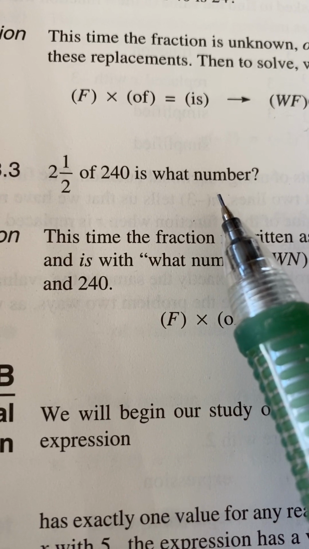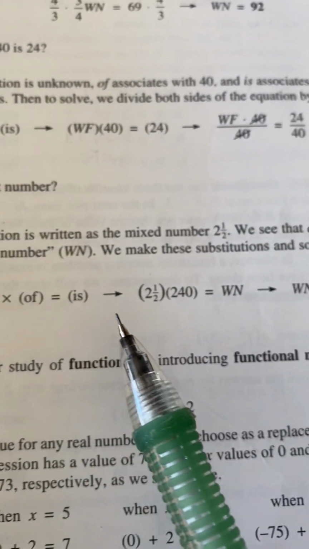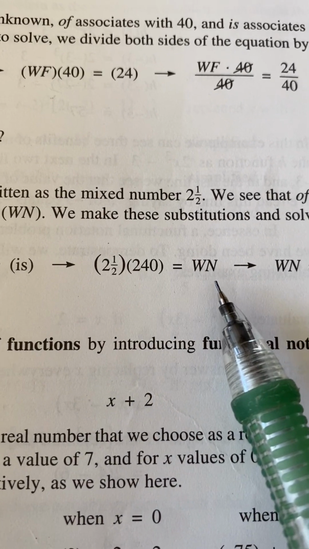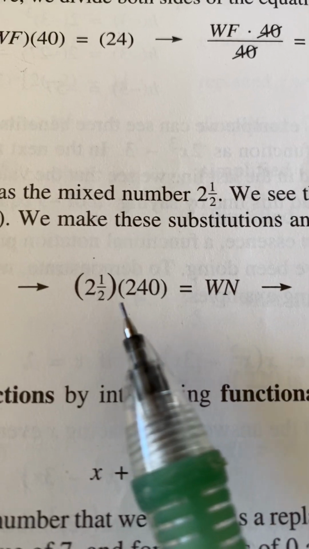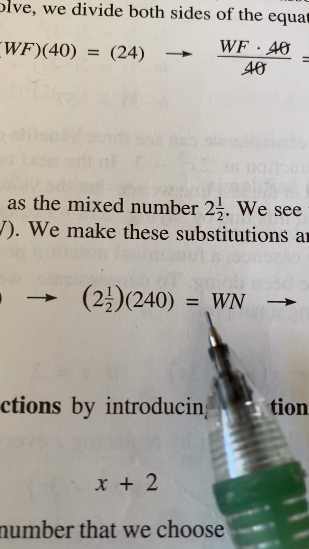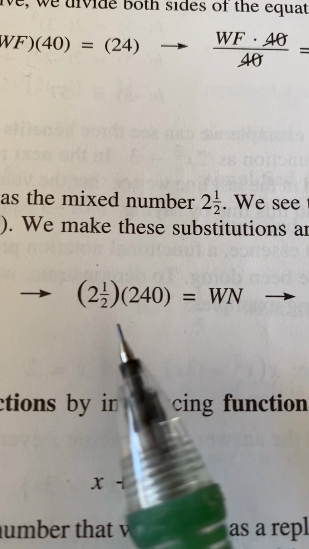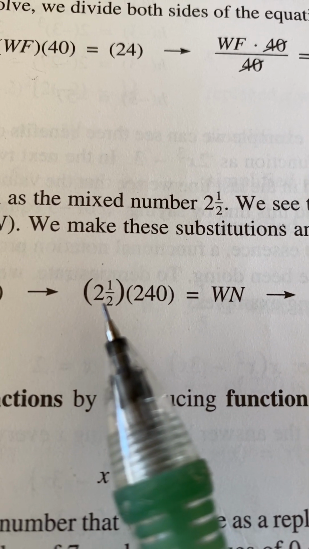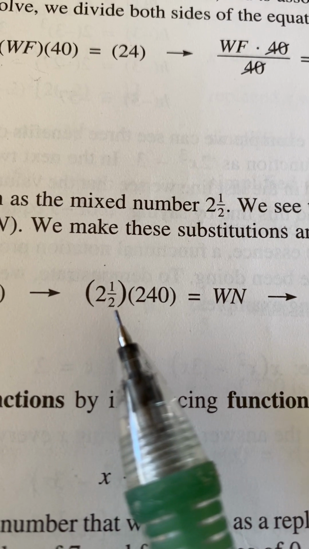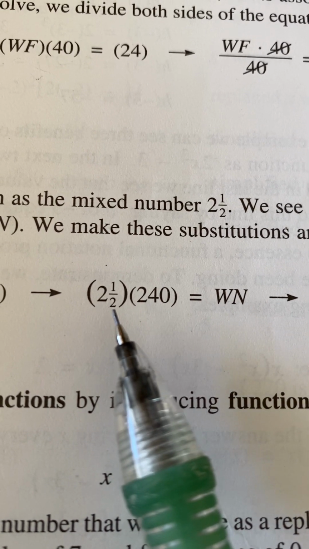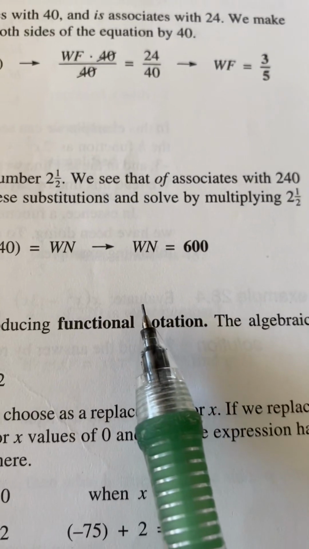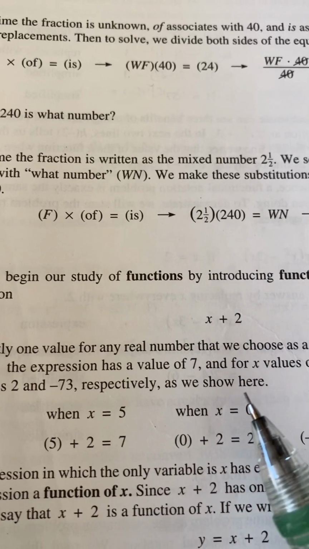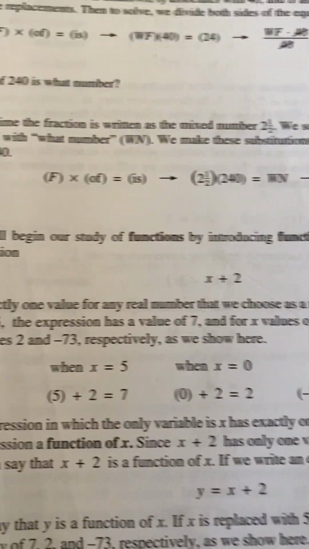First, let's translate this. 2 1/2 of 240 is what number? And there's no undoing here. Do you see how your variable is already all by itself? So we're just going to do this arithmetic here. But before we multiply, we have to change 2 1/2 into an improper fraction. 2 times 2 is 4 plus 1 is 5. 5 over 2 times 240. And you can do the arithmetic there. Comes out to be 600.